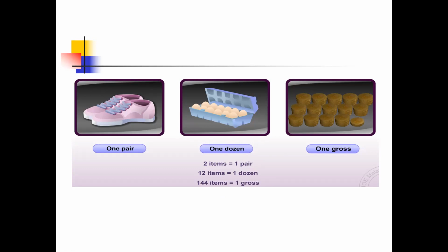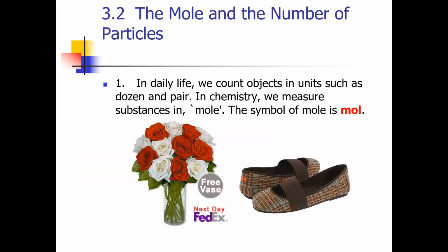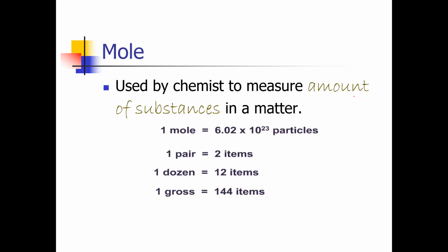You have a number for it. One pair, 2 items. One dozen, 12 items. Half a dozen, 6 items. One gross, 144 items. So we have this kind of thing in daily life. In chemistry, we always talk about substances in moles. The symbol of mole that we use is mol. So why do we need mole? I want to measure the amount of substance I have in a particular matter.